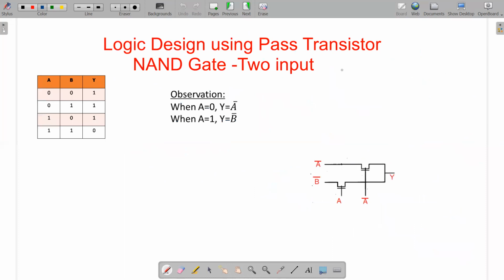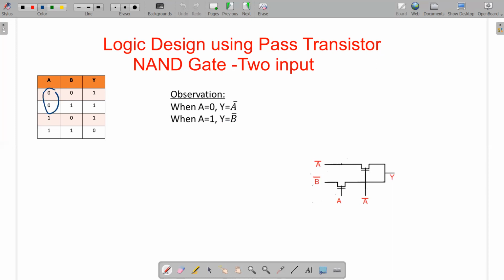Now, let us see how we can implement the logic using pass transistors. There is a uniform framework for this. See how we can implement it. Before going to the logic design, the first step is to go for the truth table. Here we are talking about a two-variable Boolean expression, A, B, and Y, which is a NAND gate. So let's design the truth table. This is the first step, the beginning step. Then from the truth table, you need to establish some relation. Now, what is the observation?